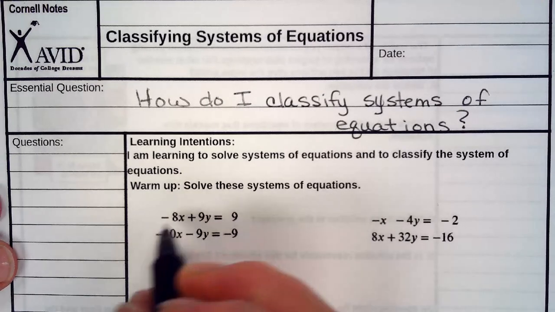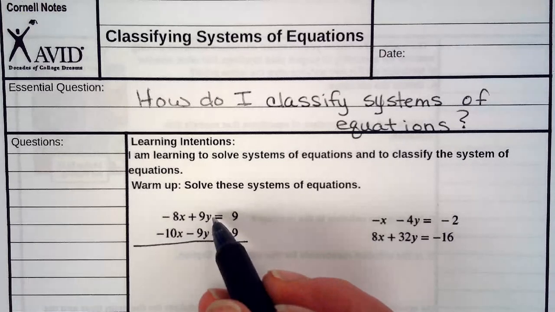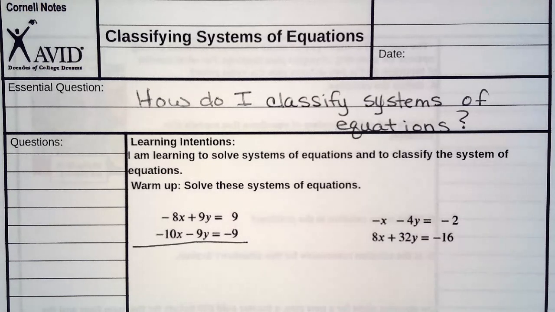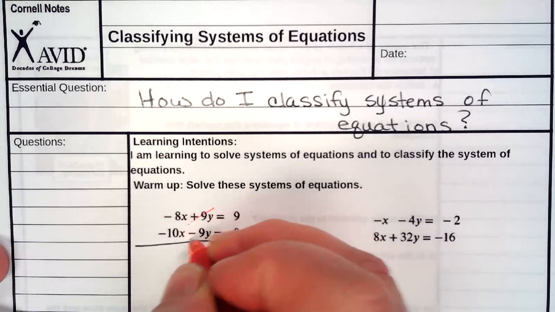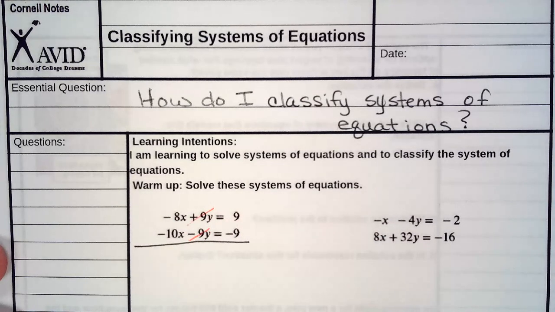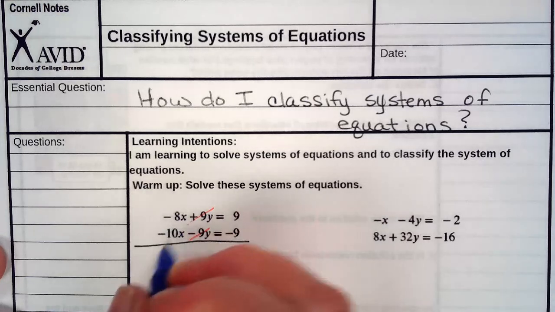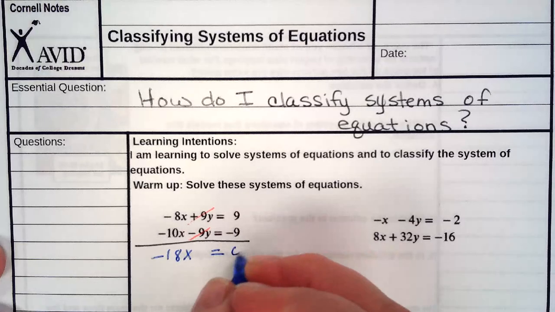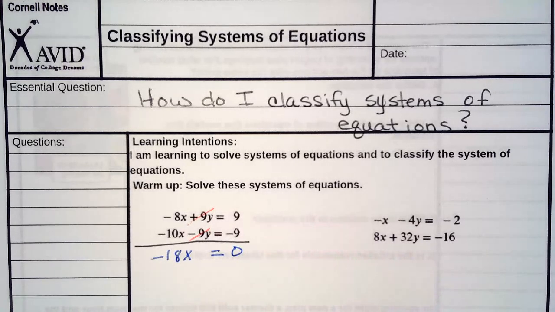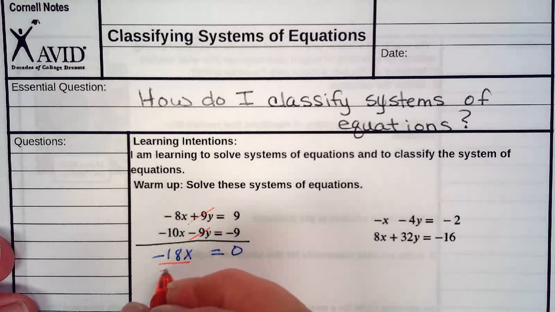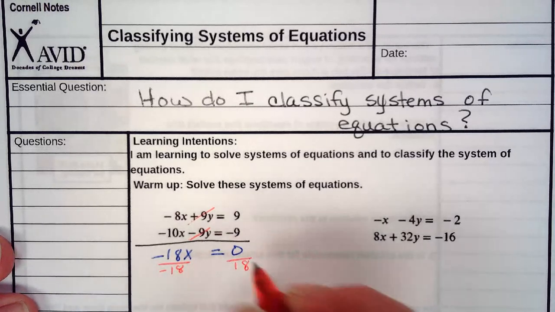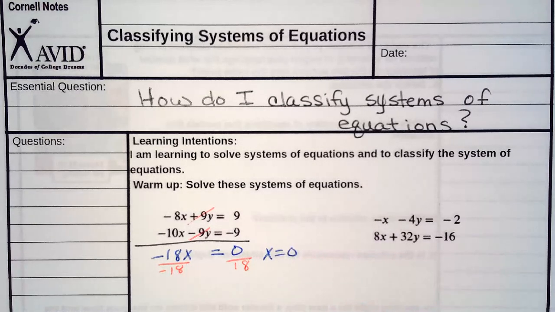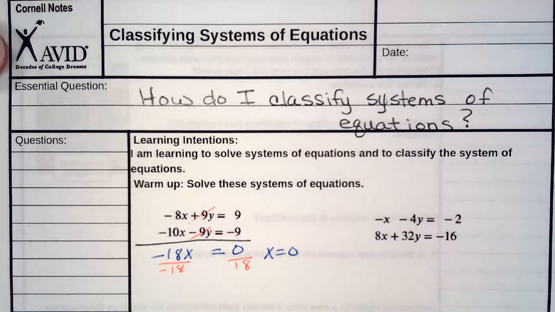If I'm looking at the first one, I've got a positive 9y and a negative 9y. If I add them together, I have eliminated my y value, and I am left with negative 18x is equal to 9 plus negative 9, which is 0. Divide by negative 18, and x is equal to 0. But you still have to find y.